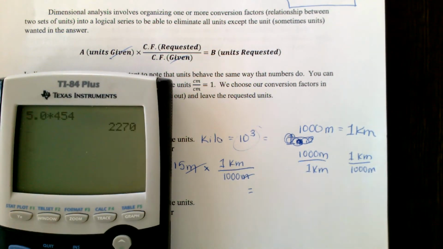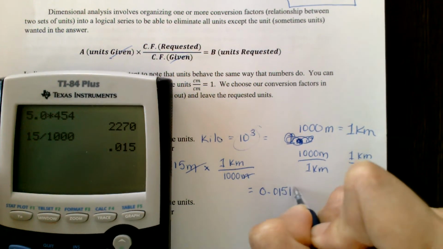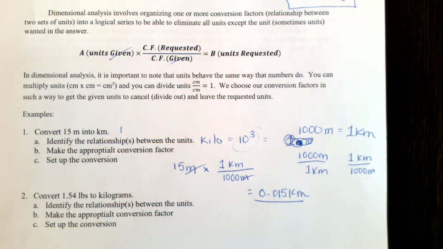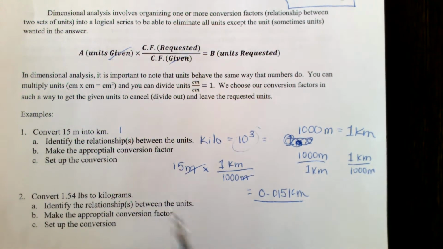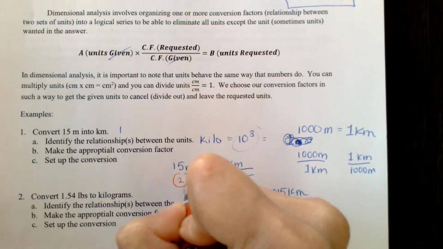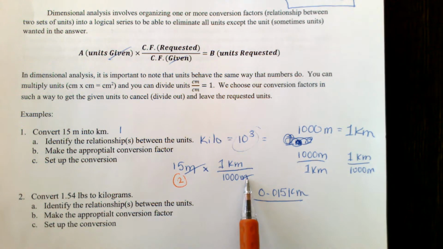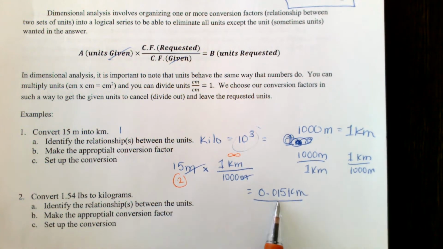If you put this in your calculator, maybe you don't need to, but you can. So we get 0.015 kilometers. Okay, so let's look at our significant figures. This is our measured value, the 15 meters, so we have two significant figures. This 1 kilometer per 1,000 meters is exact, so we can count this as infinite. So we would want to report this to two significant figures.